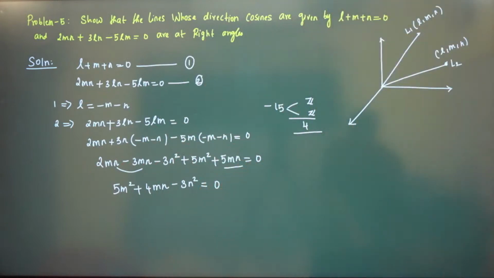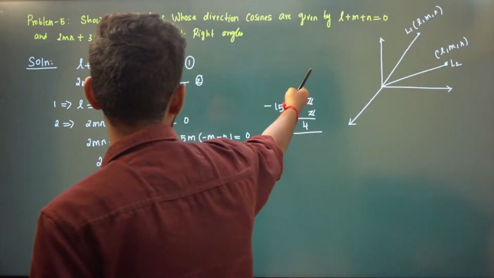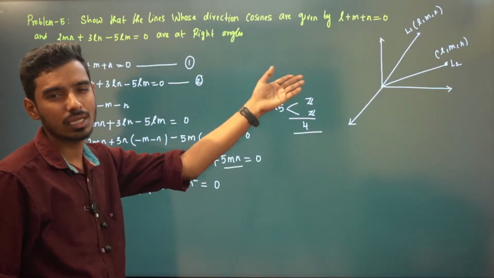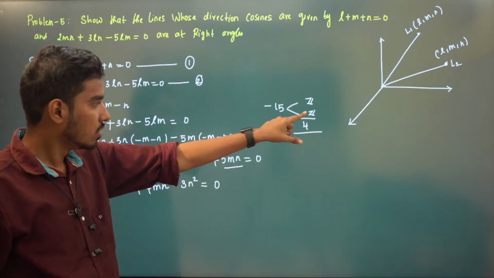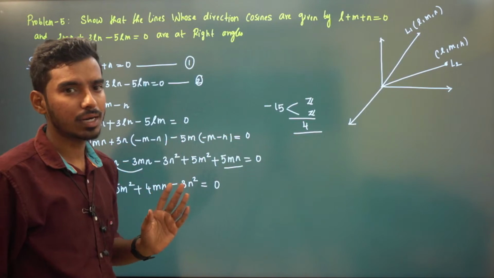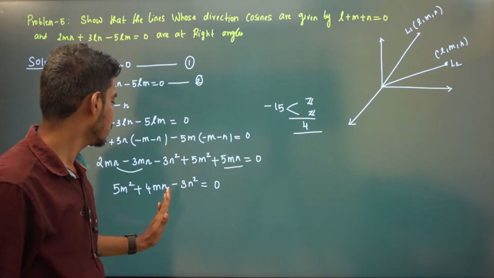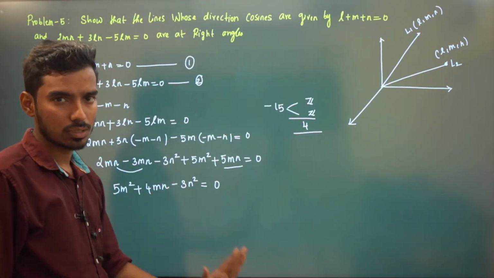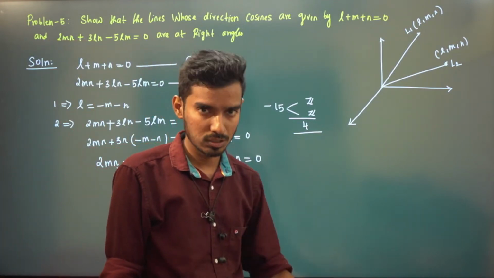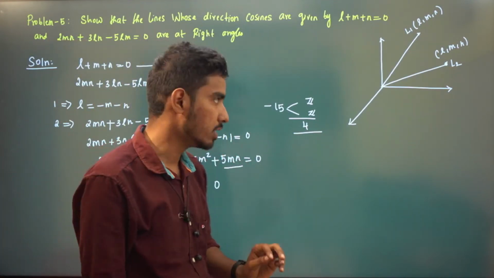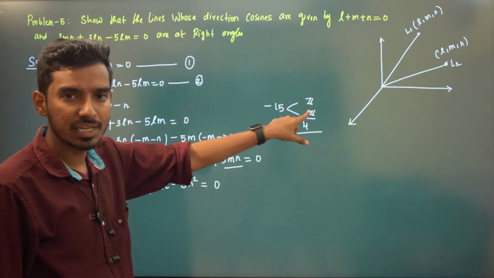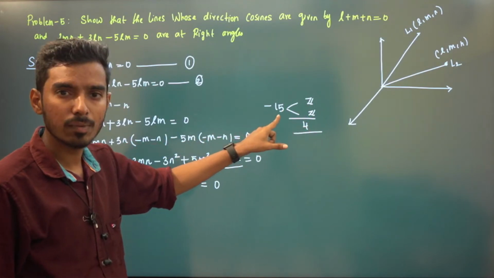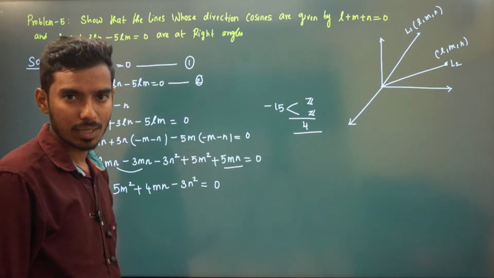In all four problems in the previous class, you could easily factorize, getting integers like 2, 3, or 3, -2. But here you cannot find two integers whose sum is 4 and product is -15. If this happens, you need to follow the method that I'm going to teach now. It's a very important method, and you can easily follow it.